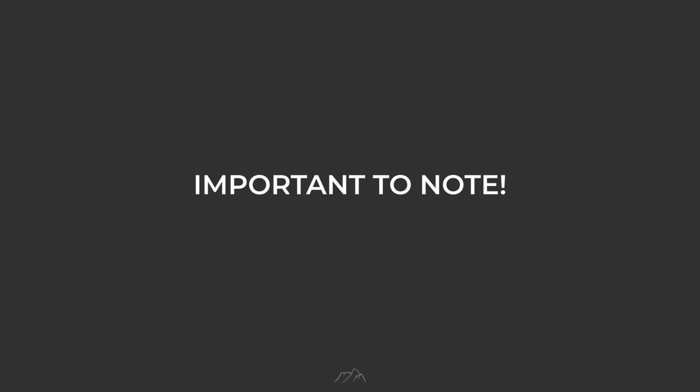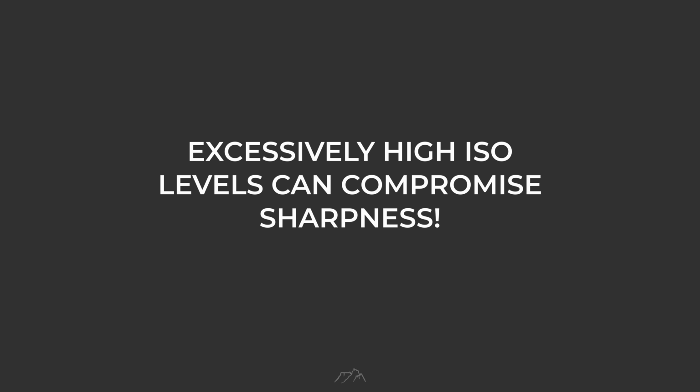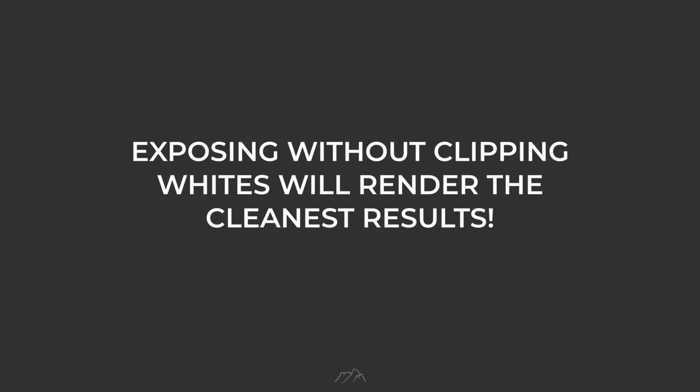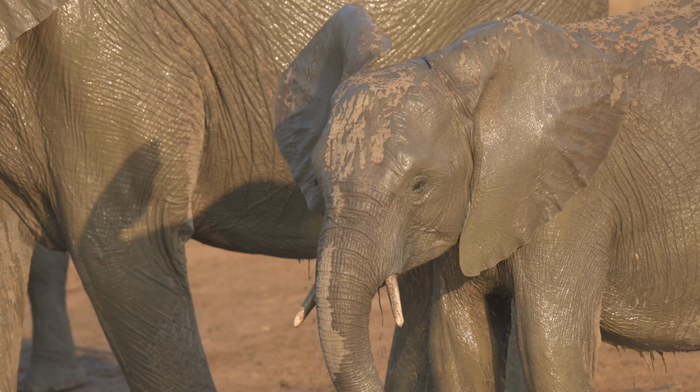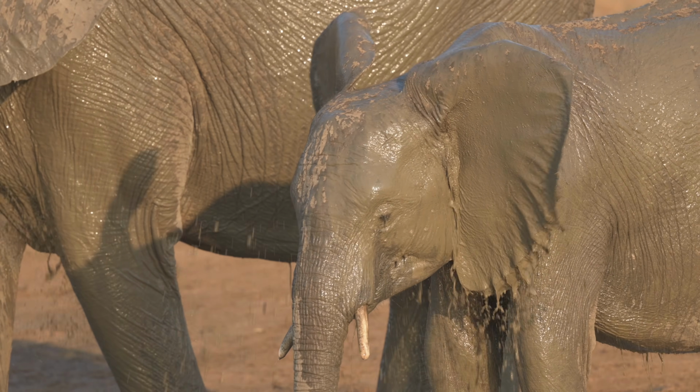It's important to note though that excessively high ISO levels can compromise sharpness. My advice is to shoot with a higher ISO to achieve a good exposure rather than underexposing at a lower ISO and raising the exposure when editing. Exposing your photograph as bright as possible without clipping the whites will render the cleanest results. While noise reduction can remove noise, it cannot fully recover lost details. So always try to shoot in good lighting conditions to maintain sharpness and minimize noise. Also, I'm not saying you should avoid high ISO settings, just understand that they can impact sharpness in your photos.